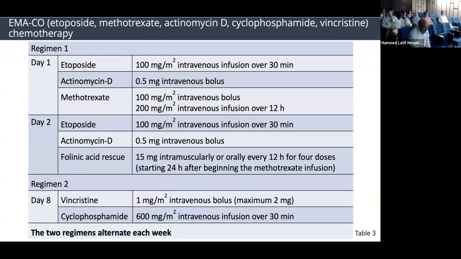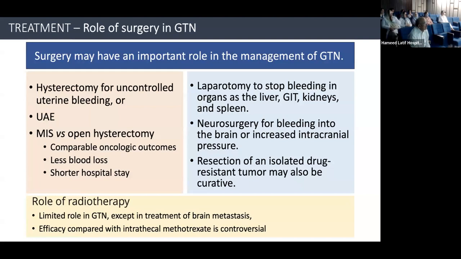Surgery may include hysterectomy for uncontrolled uterine bleeding, and also uterine artery embolization. Hysterectomy can be endoscopic or conventional surgery. Laparotomy to stop bleeding in liver, GIT, kidney. Neurosurgery for bleeding into the brain. Resection of an isolated drug-resistant tumor. The role of radiotherapy is limited now except in treatment of brain metastasis, and its efficacy compared with intrathecal therapy is controversial.